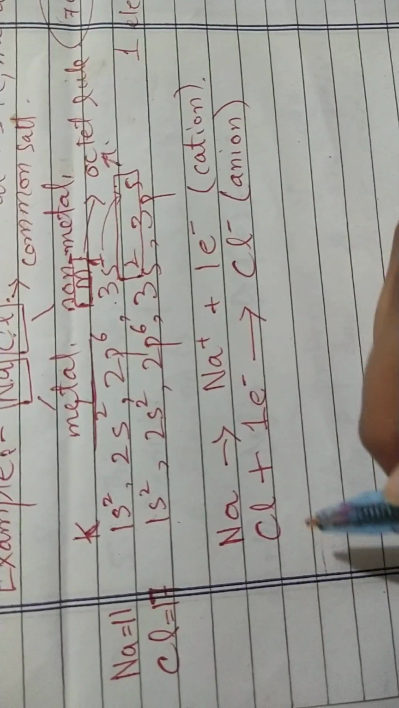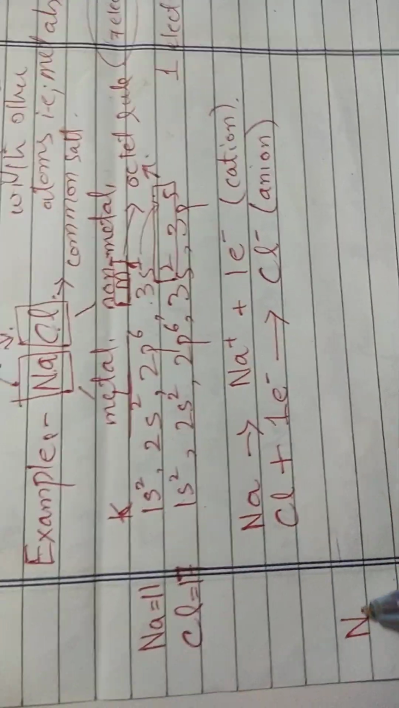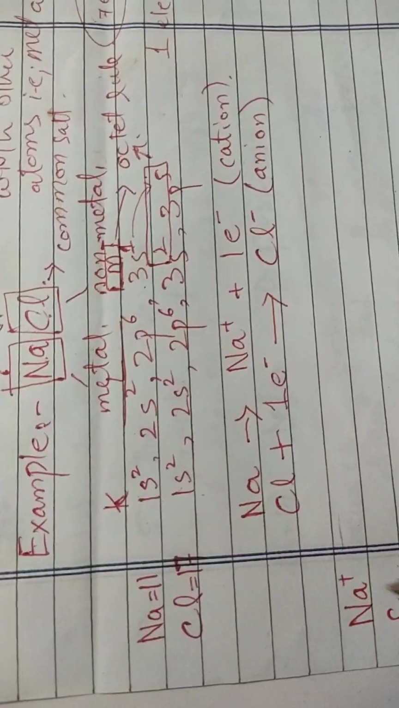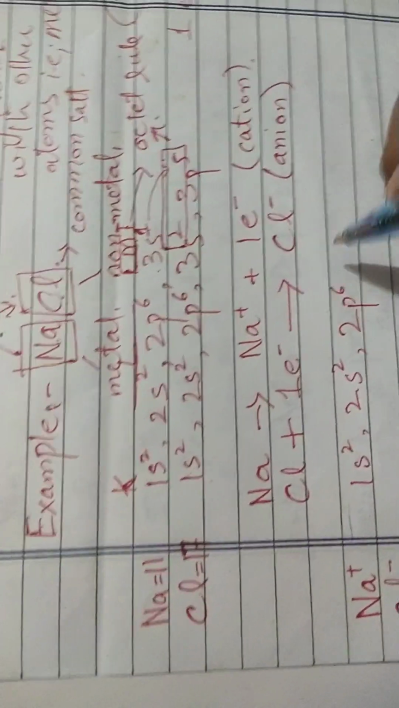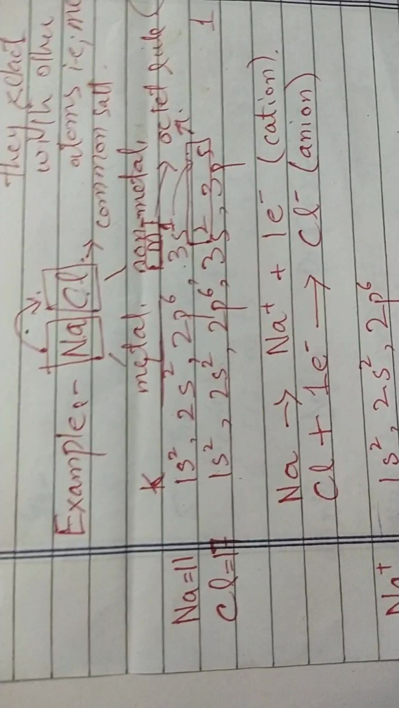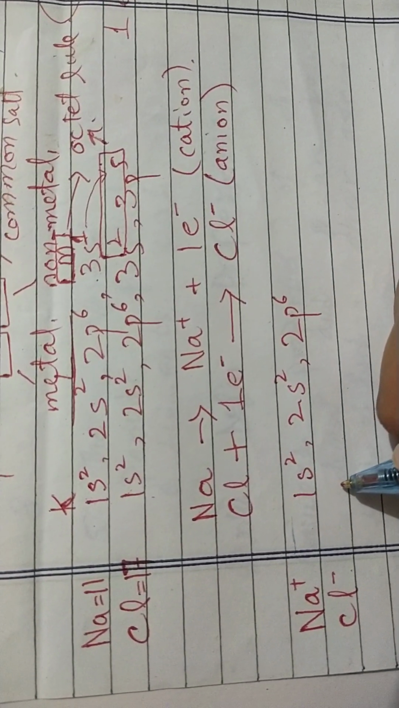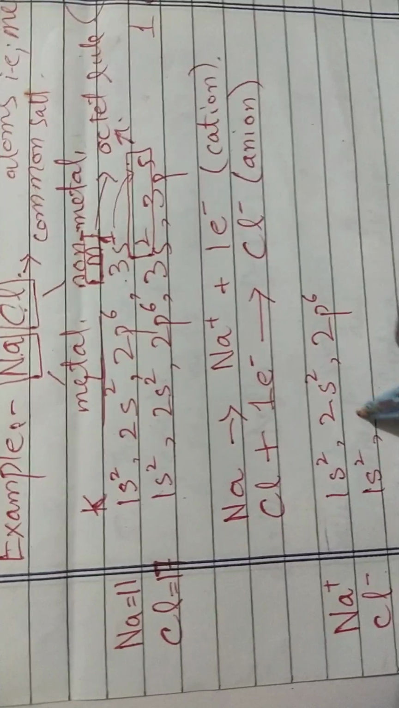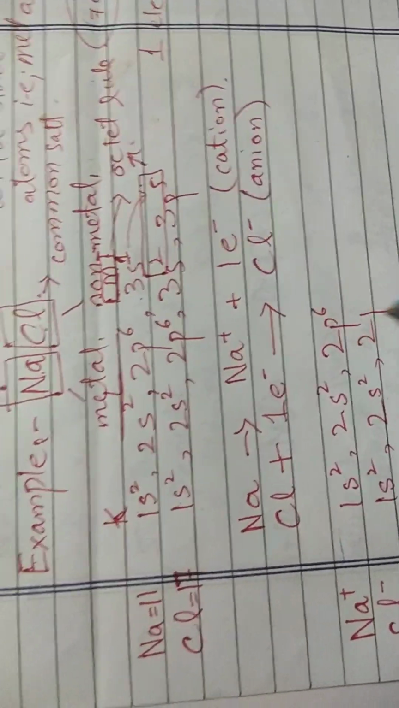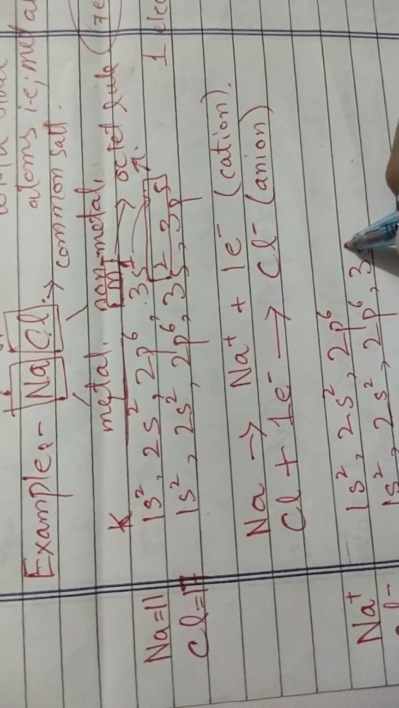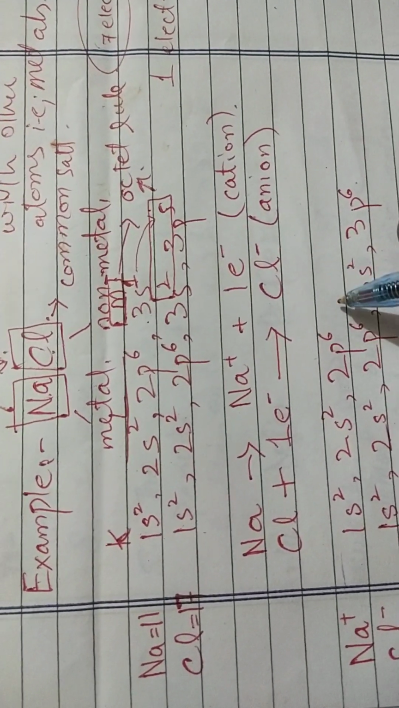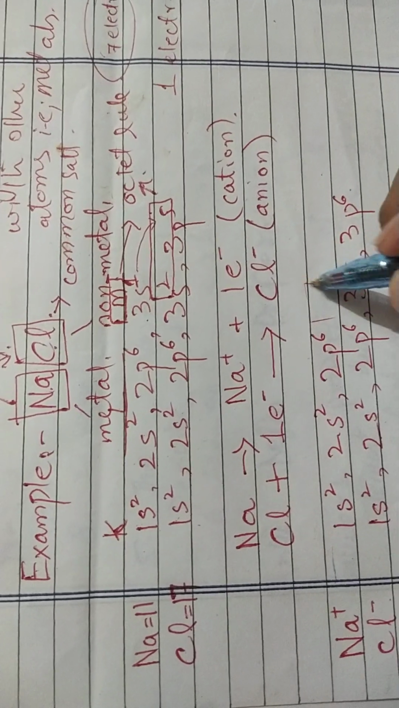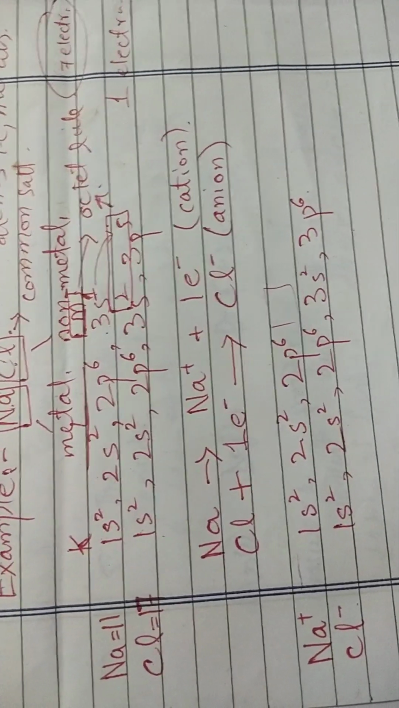Now the electronic configuration of the sodium ion is 1s2, 2s2, 2p6, and the electronic configuration of the chloride ion is 1s2, 2s2, 2p6, 3s2 and 3p6. One electron which the sodium atom loses is accepted by the chloride ion.